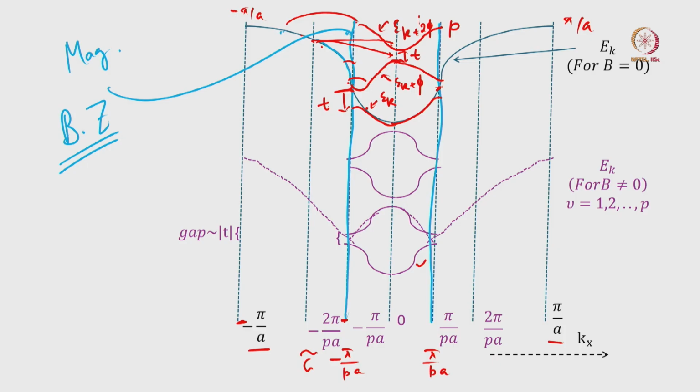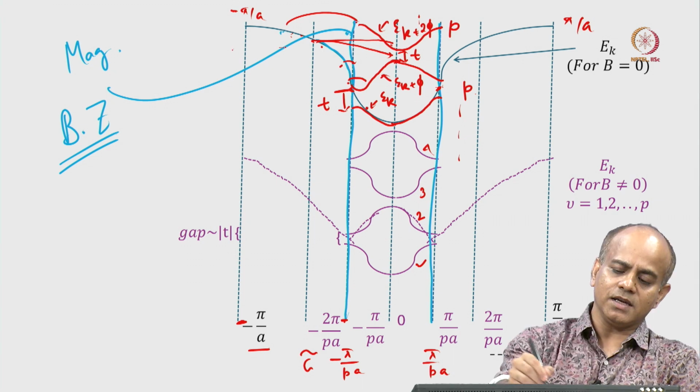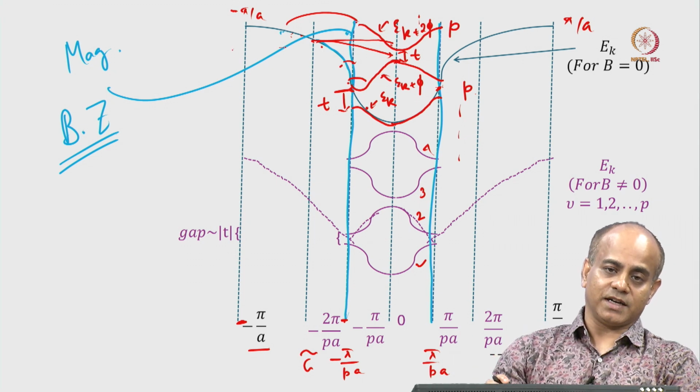1, 2, 3, 4 all the way to P. We started with one band, now we get P bands because we are in the reduced Brillouin zone. So, the number of electrons has not changed, it is just that all the electrons which were outside and the chemical potential was somewhere here, they are now gone into this magnetic zone.